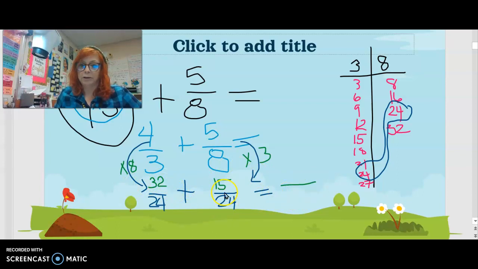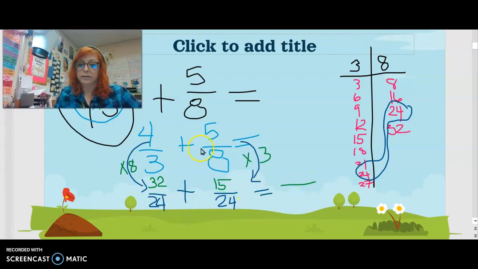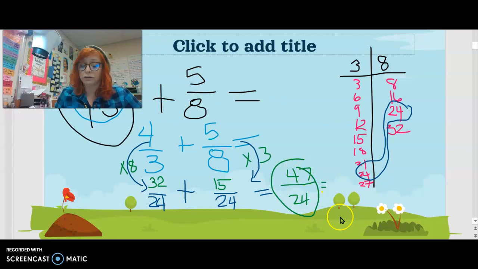What's my denominator going to be? It's going to stay the same because addition and subtraction is like tic-tac-toe, 3 in a row. They have to be exactly the same. And 32 plus 15 is, let me fix this while you figure out what 32 plus 15 is. 47. Now, I could leave it like this, but the answer, if it's multiple choice, may be in mixed number form, which means that you are going to have to convert this back to a mixed number.